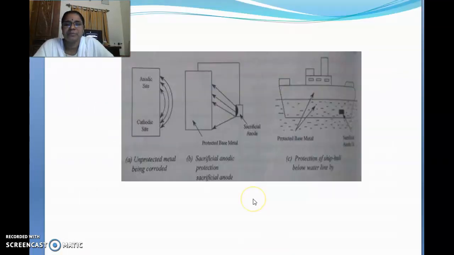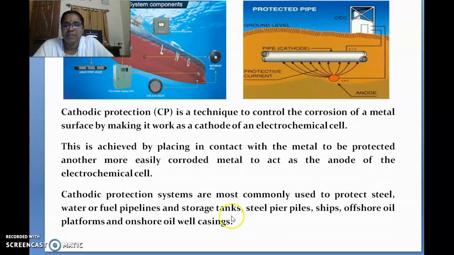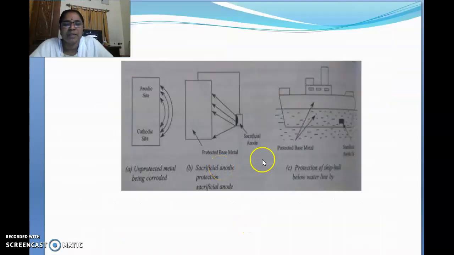Cathodic protection systems are most commonly used to protect steel, water or fuel pipelines, storage tanks, steel pier piles, ships, offshore oil platforms and onshore oil well casings. So all these are very important utilities. This is the picture of the sea.